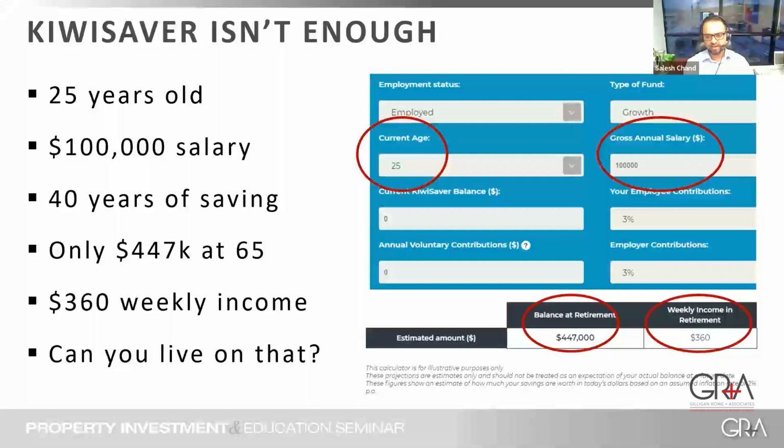Remember, I'm not a financial advisor. I think because you put in 3% and your employer puts in 3%, it's a 100% return on your money. So I think you should sign up for this. But you save 447 grand, so it's not enough.